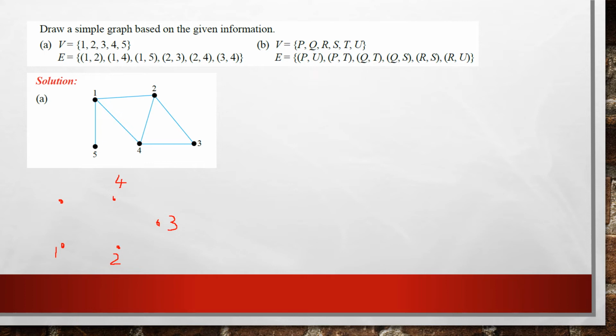But you must follow the condition that is given. That means you should have 5 vertices. 1, 2, 3, 4, 5. And the lines must follow the given edges. 1 2, so you draw 1 2, the straight line. Please use a ruler to draw 1 2. Then you have another line, 1 4. You can draw like this, 1 4. Then you have 1 5. You draw. Then you have 2 3. You can draw like this, 2 3. Then you have 2 4. Then you have 3 4.